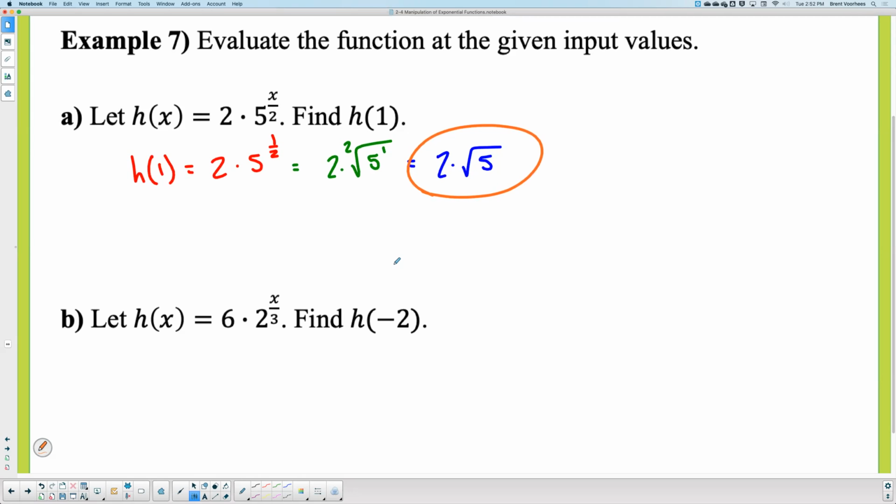And let's do one more here. h of -2. That would be 6 times 2 to the power of -2/3. All right, what can we do with a negative exponent? Do you remember that? You take the reciprocal of the base, so it becomes 6 times 1/2 raised to the 2/3.